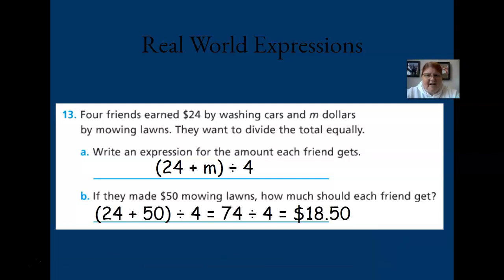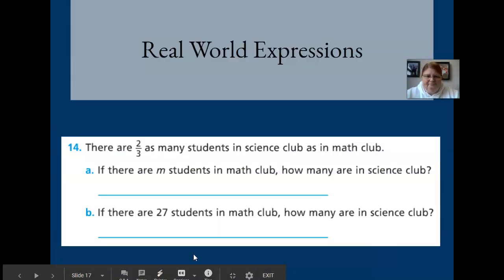Okay, you should have gotten $18.50 when you do those things because it's 74 divided by 4. And remember, when you're dealing with money, you have to add zeros after the decimal and keep going until you finish. Okay? All right, let's look at the next one. We're going to do this one together too.